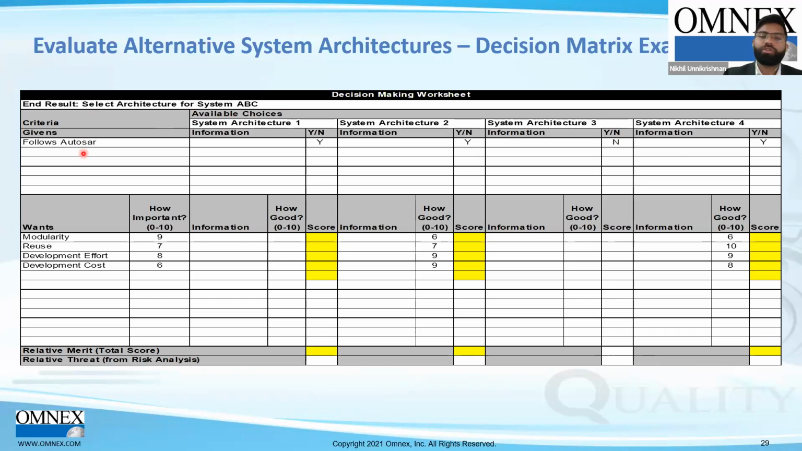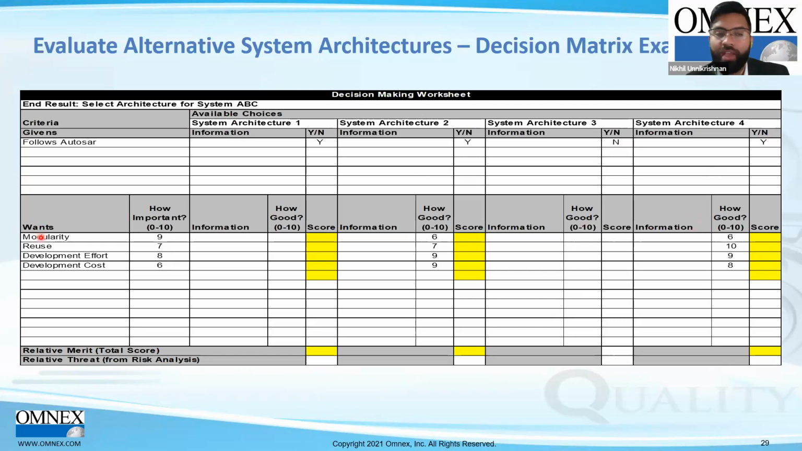So if AutoSAR has to be followed, then you're saying architecture 1, yes, it follows. Architecture 2, yes, it follows. But when you get to 3, it does not follow, therefore it instantly rules out for you. And therefore you don't need to consider it further in your analysis. Now, when you go to architecture 4, this one again follows AutoSAR. So that's your fourth option, which again, you can consider for the next step.